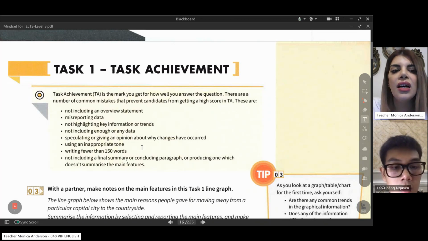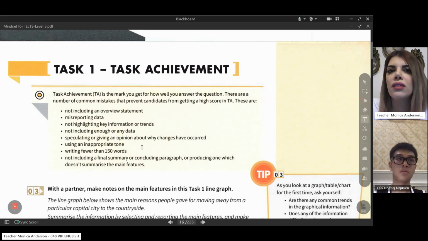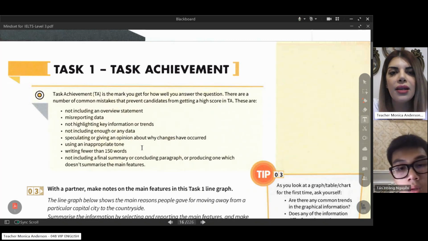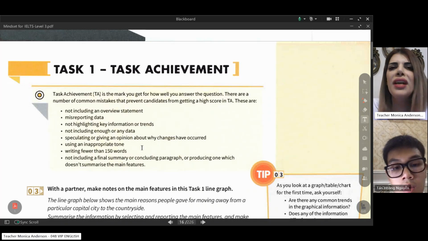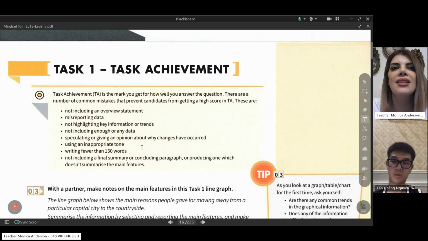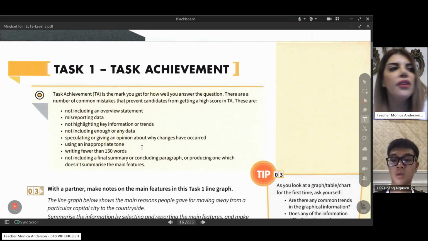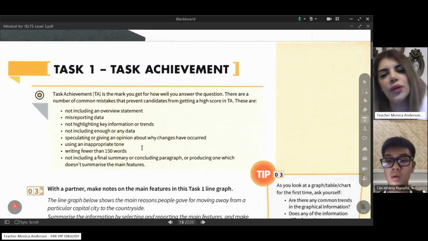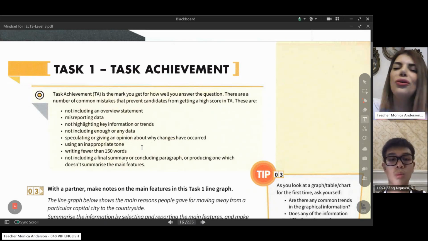And of course, the language of writing is really important, formal writing. So we don't use informal phrases or statements when writing task 1, especially, this is academic, so it should be educational, and we need to use an appropriate tone, so that is really important. If you write fewer than 150 words, you will lose your score. And there is something about the summary, as I told you before.